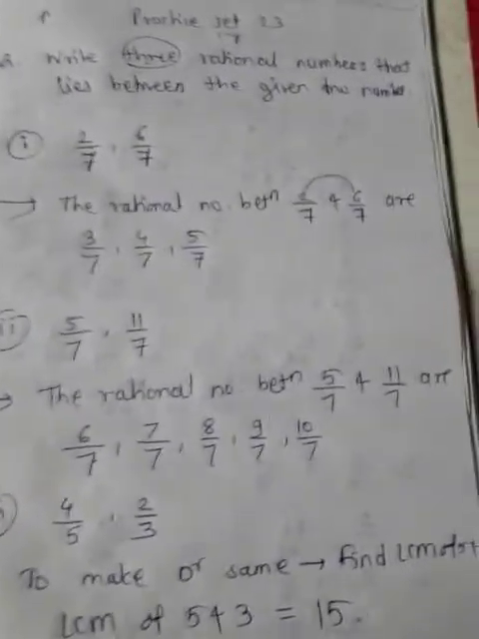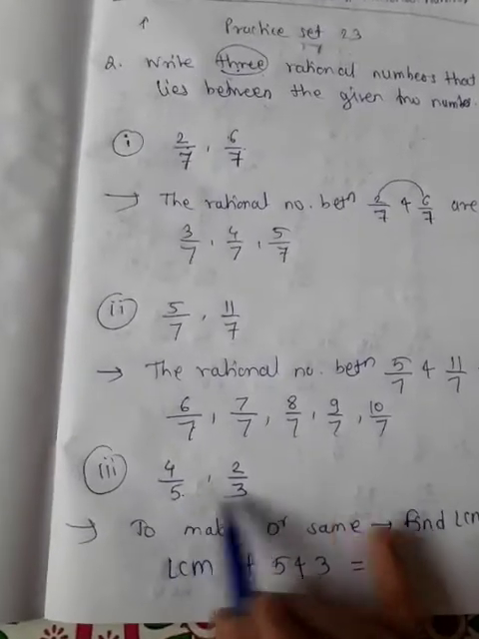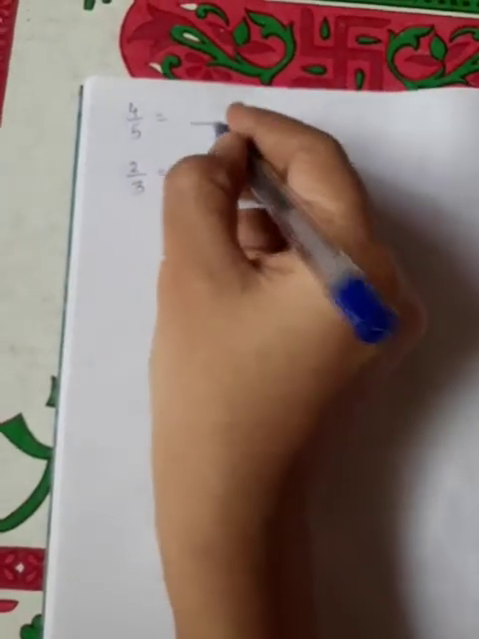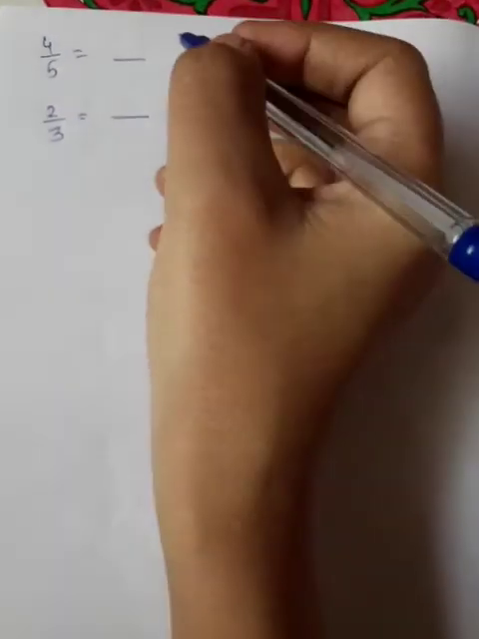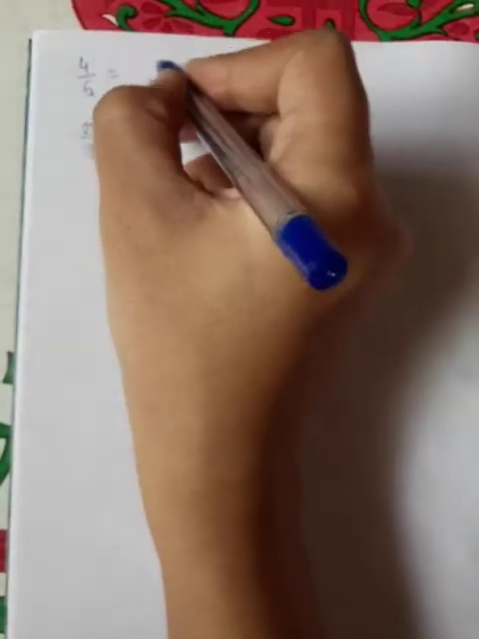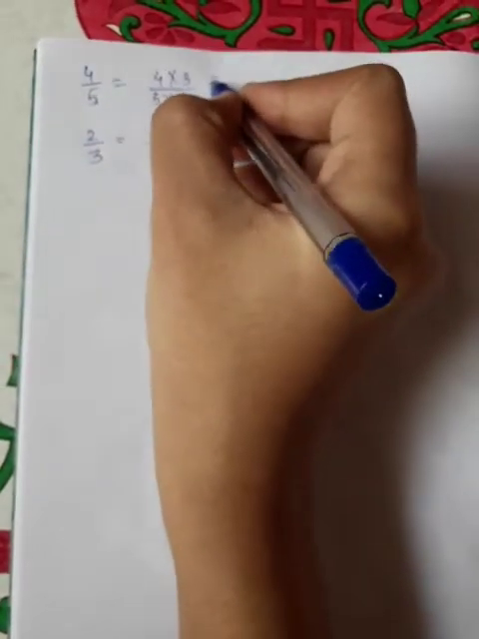Okay, now here make the denominators of each fraction 15. Our given numbers are 4 by 5 and 2 by 3. Here we have to make their denominators 15. To make denominator 15 we have to multiply this 5 by 3. As we multiply denominator by 3, we also multiply numerator by 3, so we get 12 by 15.